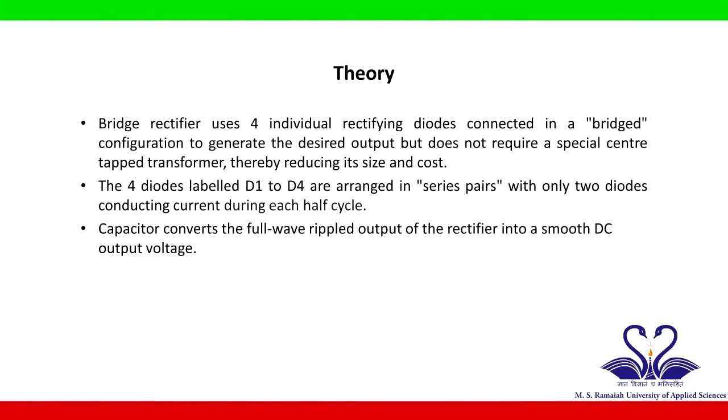A bridge rectifier uses 4 individual rectifying diodes connected in a bridged configuration to generate the desired output, but does not require a special center tap transformer, thereby reducing its size and cost. The 4 diodes labeled D1 to D4 are arranged in series pairs with only 2 diodes conducting current during each half cycle. The capacitor converts the full wave rippled output of the rectifier into a smooth DC output voltage.